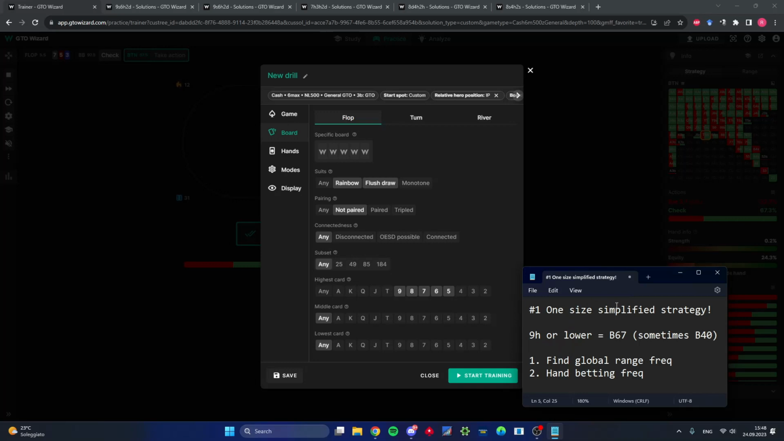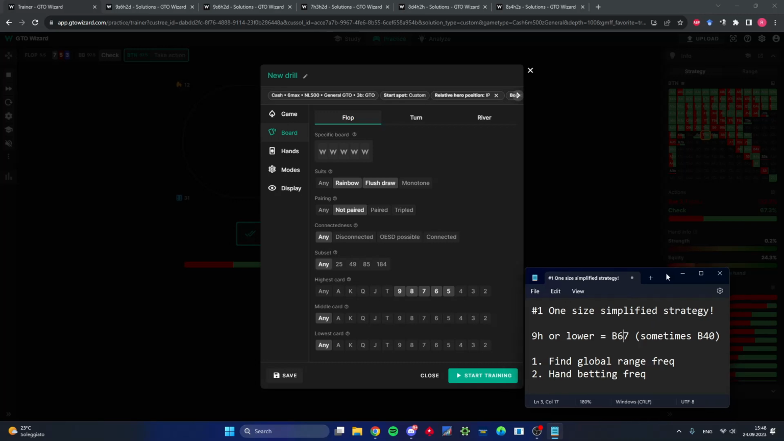Of course, it's not gonna fit all boards, but find the sizing that fits the most boards. Today, starting with the 9 high and lower ones, just because they're not that frequent, so I put them all together. As I said, mainly B67. And our goal will always be to find the global frequency that our range wants to bet first, and then find out if our hand is a bet or a check, or how often we want to do that. And we don't have to worry about are we going small, are we going big with this hand, but rather actually replicating a strategy that we would also play like that in game.